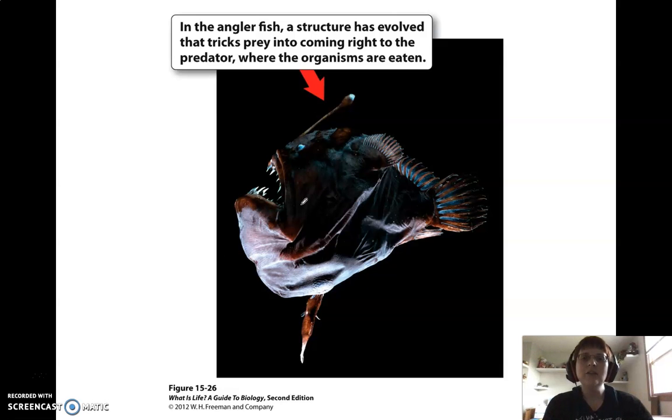And this is the anglerfish. It's a deep sea fish, and they have evolved structures that actually fish for other organisms. So this one, and these are actually found not just in the deep sea, but also in coral reefs and so forth. They all have this structure.